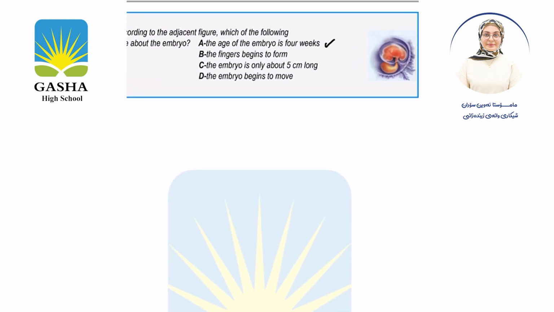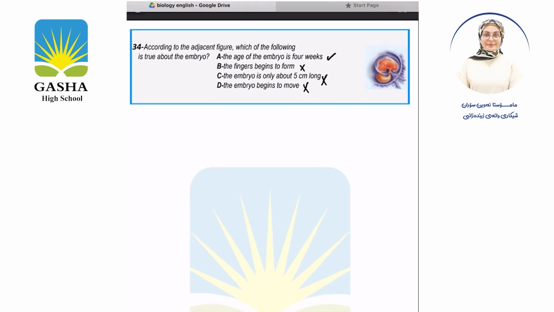The fingers begin to form. No, the shape directly, the form of the baby is not clear. So this one is false. The embryo is only about 5 centimeters long. Actually, this one also is not true. The embryo begins to move. No, at the beginning of the forming of the embryo, the embryo is not moving. So the most true answer for this question is A.